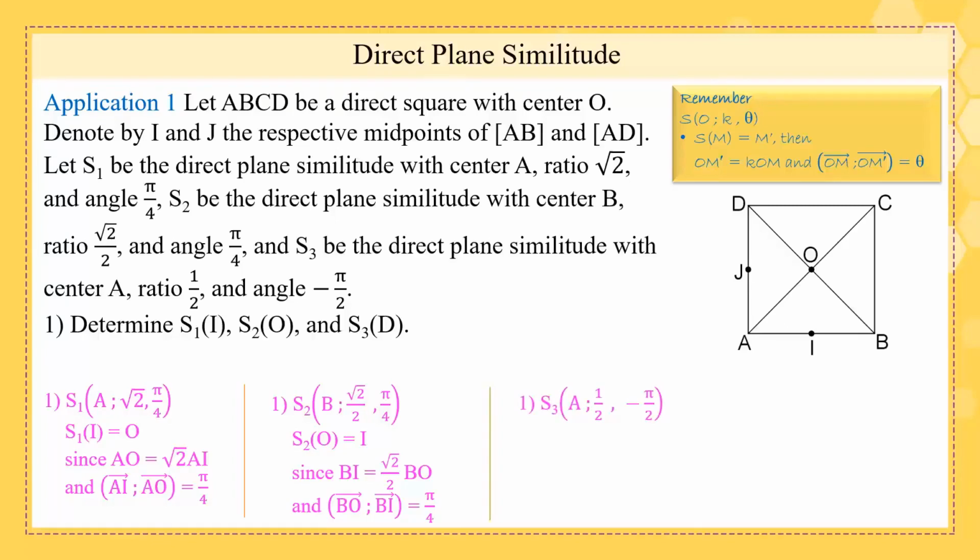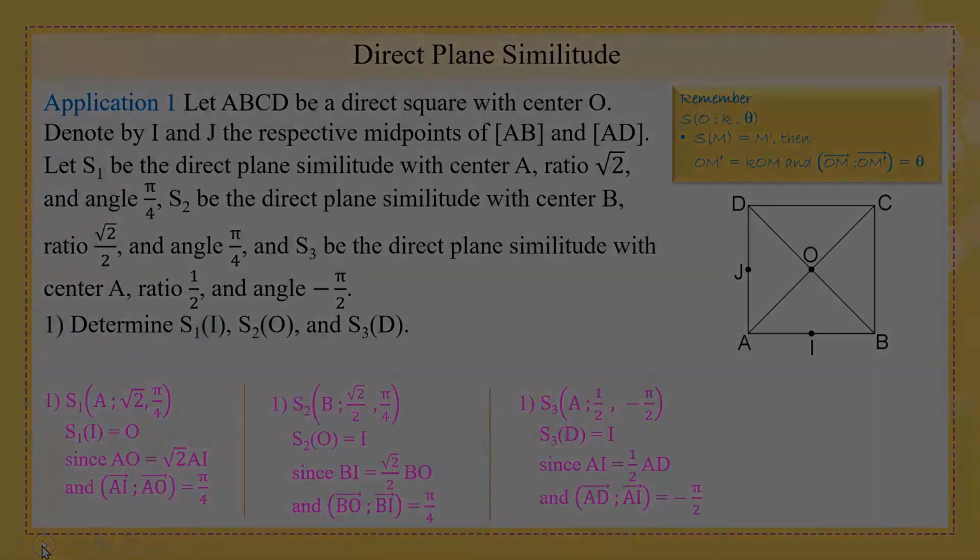S3 of D: yes, S3 is of center A, ratio half and angle minus pi over 2. So you must also find a point D prime such that AD prime equals half AD, and also the angle between AD and AD prime must be equal to minus pi over 2. Yes, this point will be I, because AI equals half AD, and it is easy to prove that. Also, the angle between AD and AI will be equal to minus pi over 2 because the angles in the square are right.